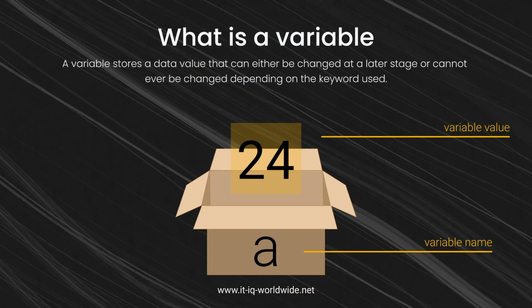What is a variable? A variable stores a data value that can be changed at a later stage depending on the keyword used. If you take a look at the illustration below, you'll see that the letter A on the box represents the variable name. The variable name stores the variable value, which is represented by the digit 24.